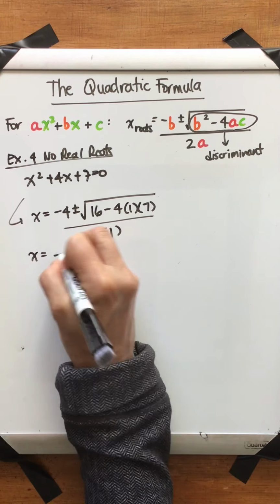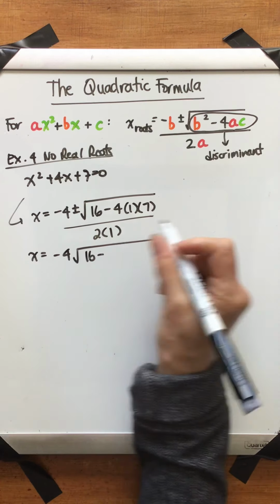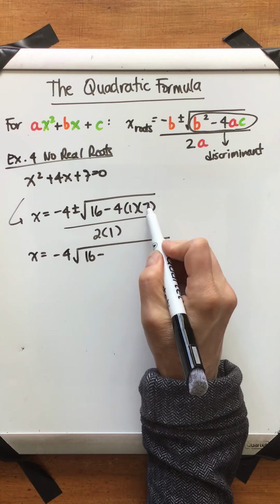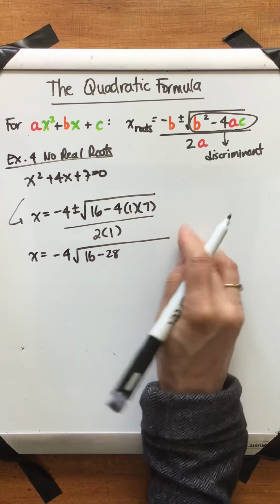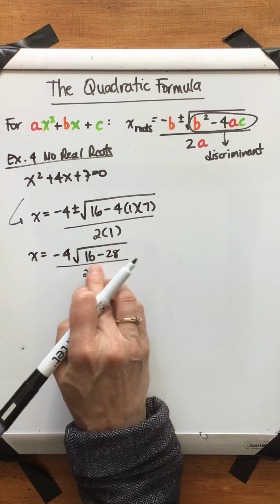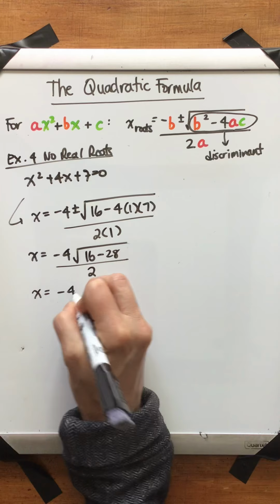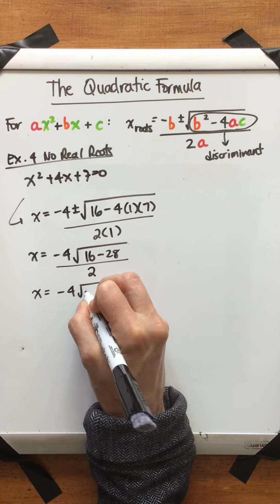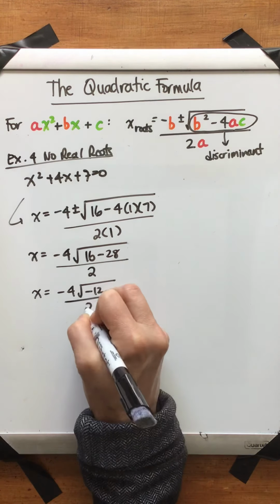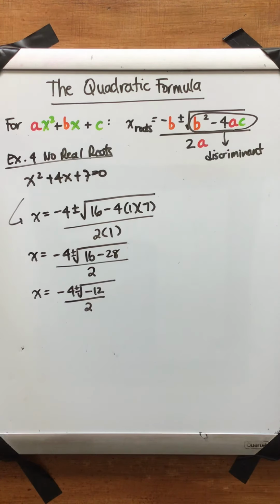Let's simplify this and see what happens. We end up with 16 minus, well, 4 times 1 times 7 is 28, all over 2. There we go. So x equals negative 4 plus or minus the square root of negative 12 over 2. And I forgot the plus or minus in here. Sorry about that. There we go.